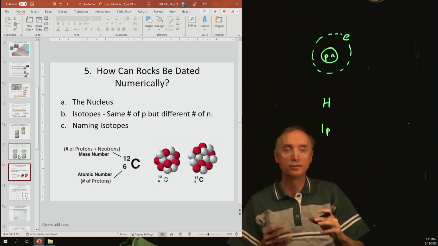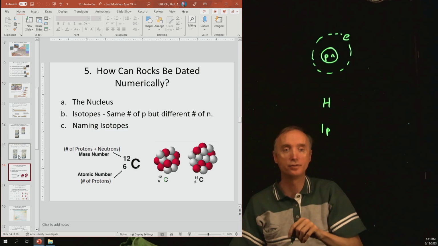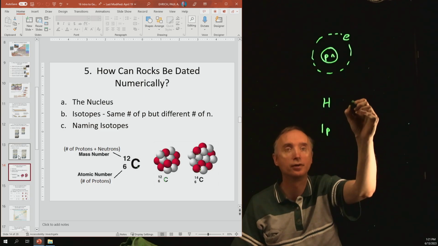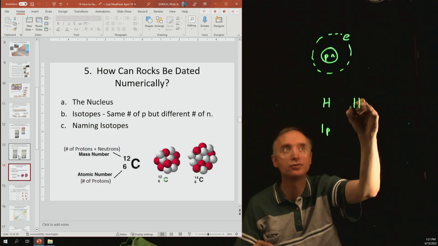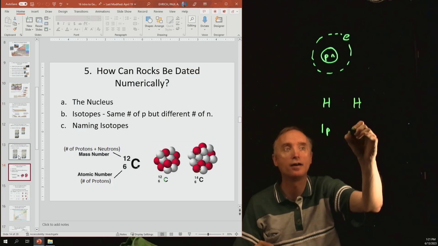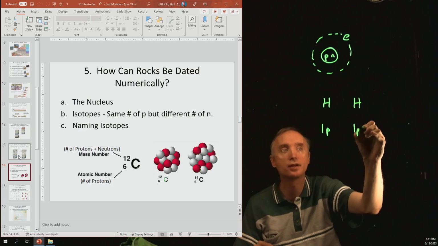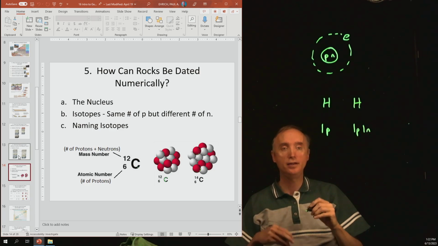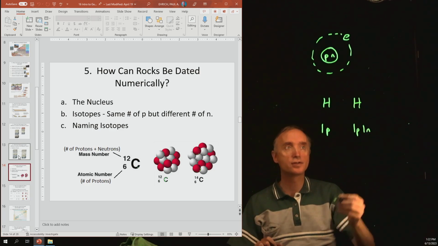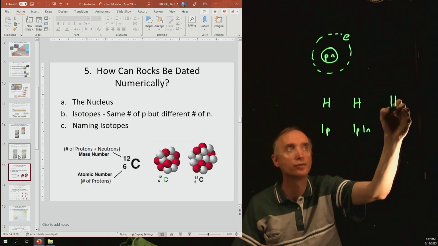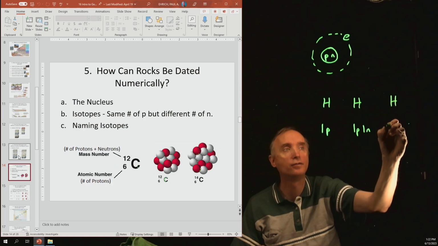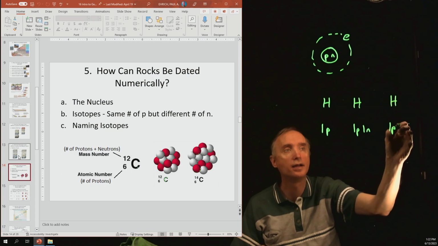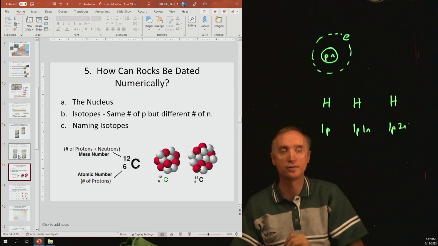Now, rarer than ordinary hydrogen is a different kind of hydrogen called deuterium. It's still given the letter H, but it's going to have one proton and one neutron in its nucleus. And even rarer still is a type of hydrogen called tritium that is going to have one proton and two neutrons.